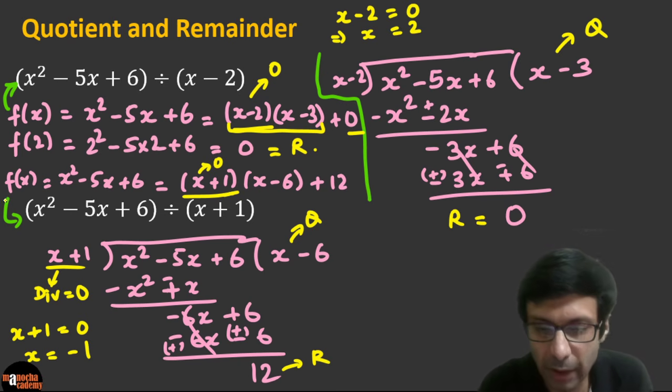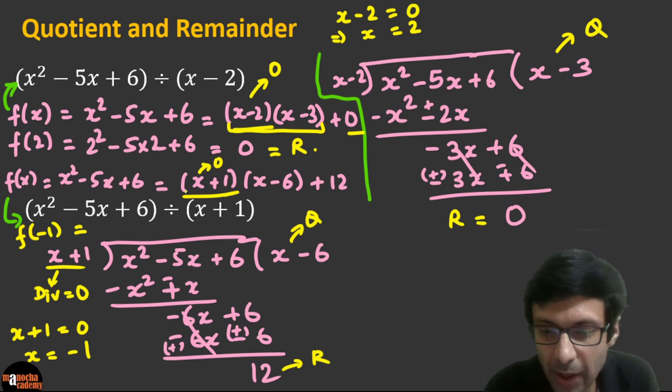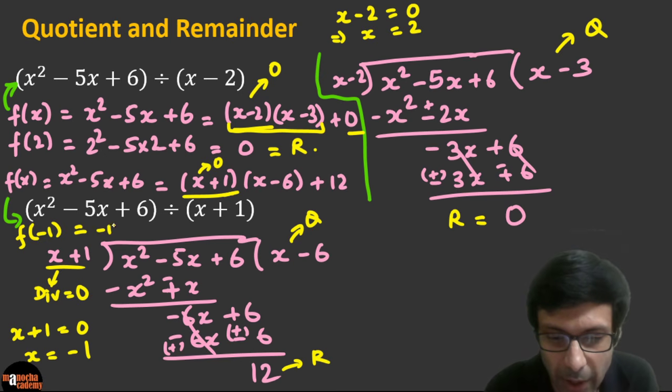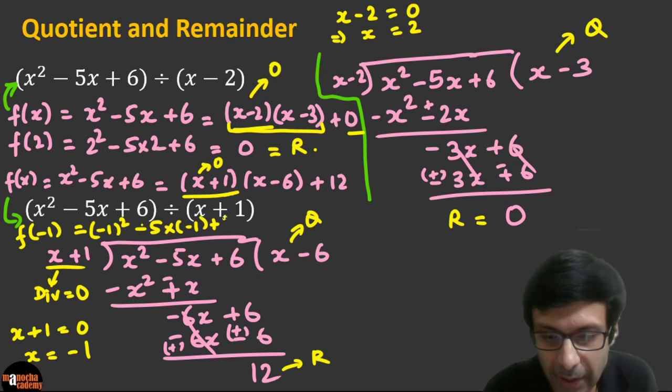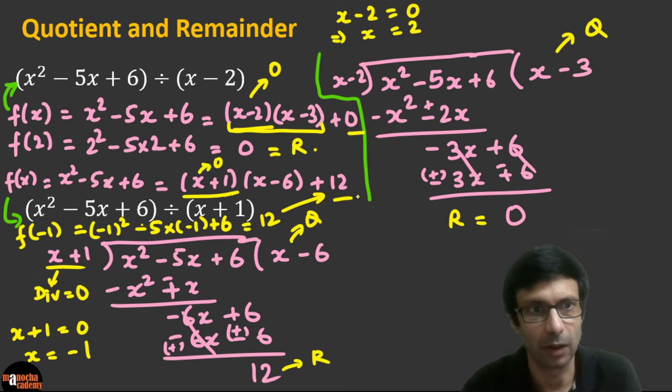So what are we left with here, guys? So what will we get? We are going to get here f of minus 1. So we're going to substitute that, and this entire thing is going to become 0, right? So f of minus 1 is minus 1 whole square minus 5 times minus 1 plus 6, okay? And if you calculate that, you're going to get 12 here, right? So that's going to work out to be 12, which is our remainder, okay?